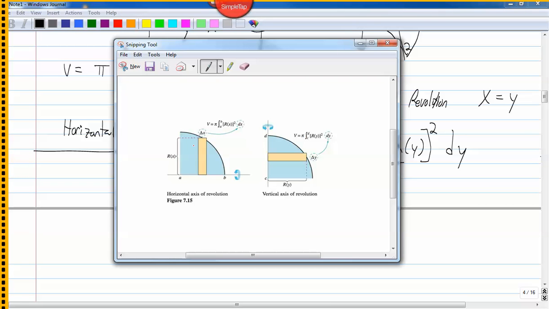The same goes for the vertical axis of revolution. It's just, instead of a vertical rectangle, we're taking a horizontal rectangle and revolving it vertically, which is making a disk around the vertical line. So you see this rectangle right here? If you revolve that around this vertical line, it makes a solid figure, a disk. Okay?